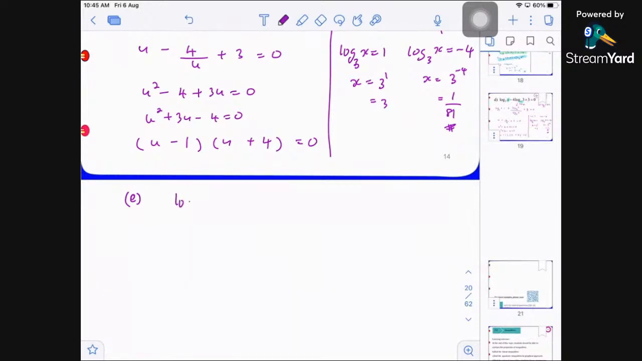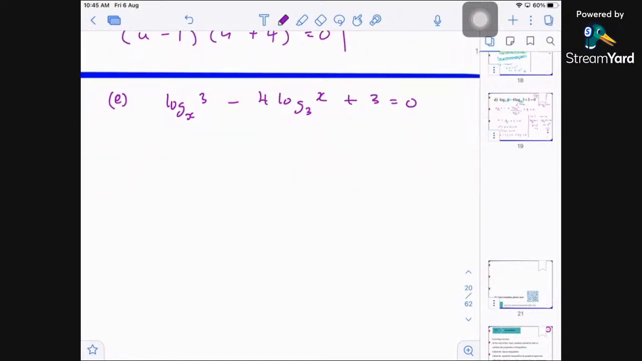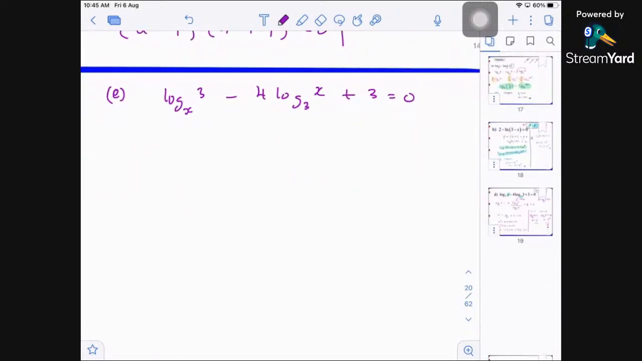Okay, I give you: log base x of 3 minus 4 log base 3 of x plus 3 equals 0. I'm using a similar question again, but I changed the position of the x. If you look over here, this one again has base x, so I change to base 3 first: log base 3 of x minus 4 log base 3 of x plus 3 equals 0.